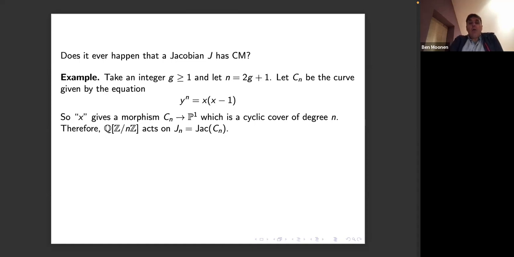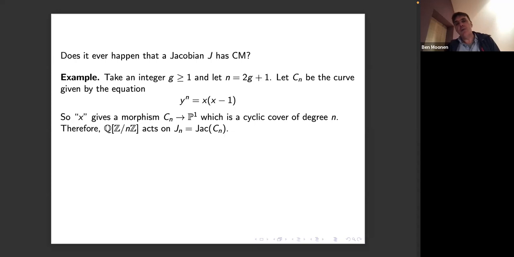Now, we're talking today about Jacobians with complex multiplication. And let me start with something very basic. Does it even ever happen that a Jacobian has complex multiplication? Because for all we know, there might be reasons why this actually never happens, and then we can immediately stop. And the answer is yes.